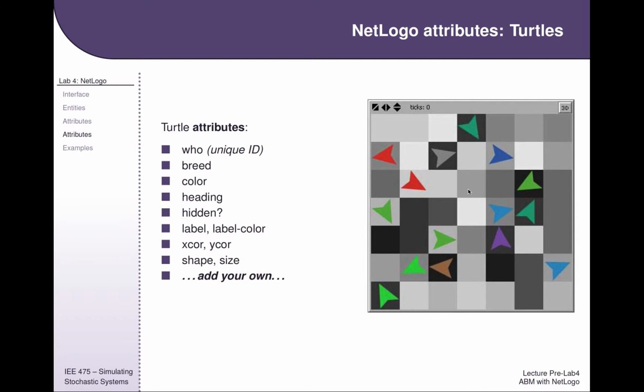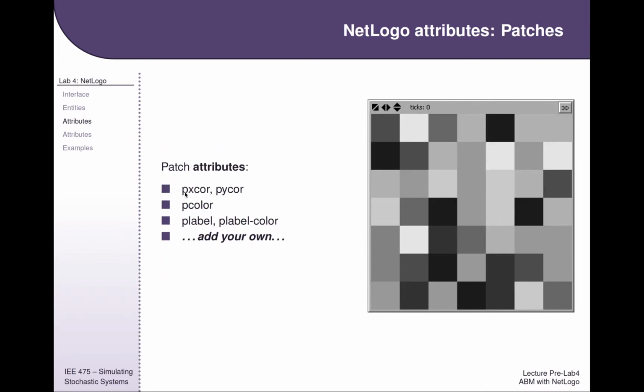Because turtles move, those are important. They have sizes and shapes, so you can change the shape if you don't like it. You can change the shape during runtime even. That way you can indicate that this turtle shifted from one thing to another. Notice that the coordinates xcor and ycor are different than the patch coordinates pxcor and pycor.